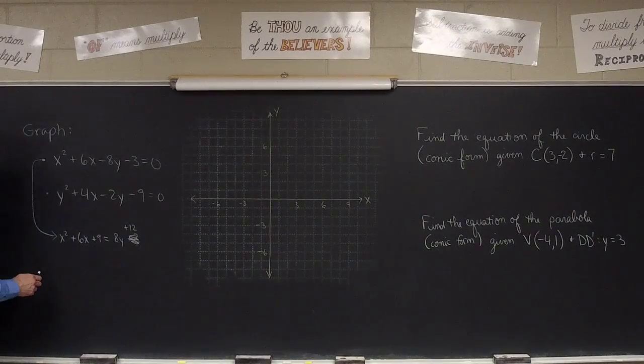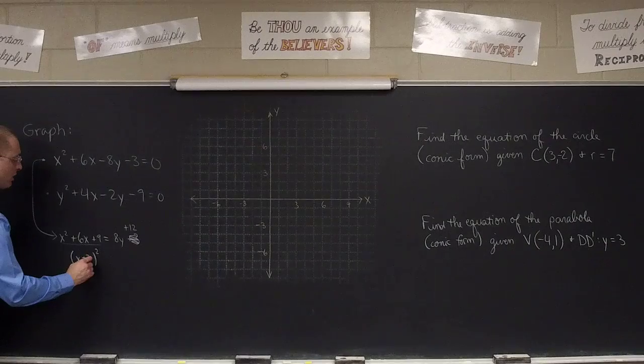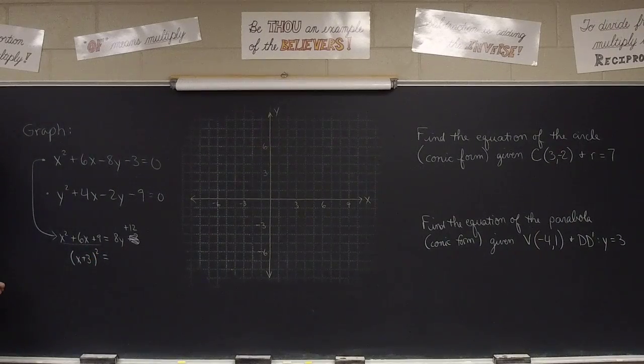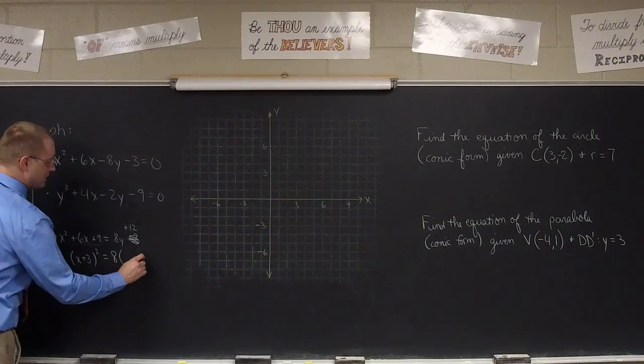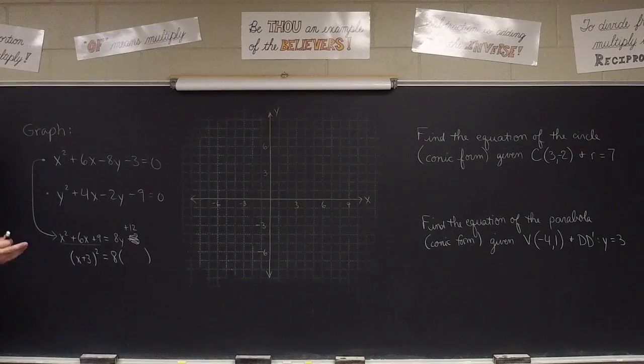Turn the left-hand side into a binomial squared. Right, turn the left-hand side into a binomial squared and we'll get x plus 3 squared. And what do we do on the right-hand side? Factor out 8. Good. Even though you say, well, there's not an 8 common, it doesn't matter. You still have to pull out the 8. So what do we wind up with?